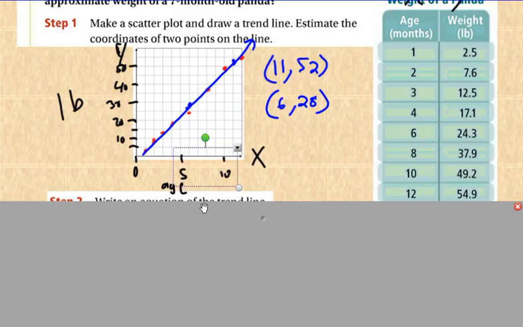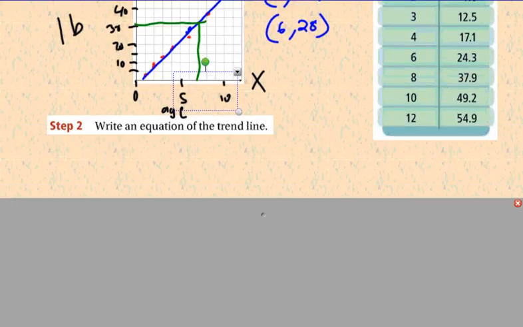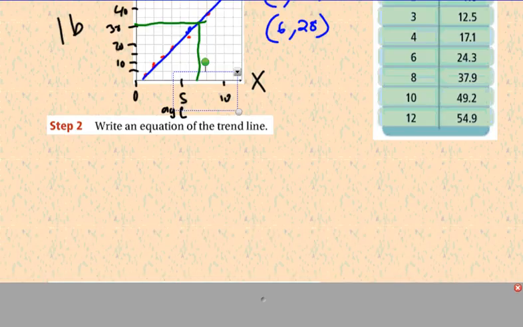All right, what we're gonna actually use those to do something with this. But let's also estimate. It says estimate what's the weight of a 7-month-old panda. We could check this and just estimate. 7 months would be right here. It should be right about here. So I'm gonna say it's gonna be about 32 pounds. That's my estimate. What we're going to do is actually write an equation of the trend line. So I want you to be able to do that.